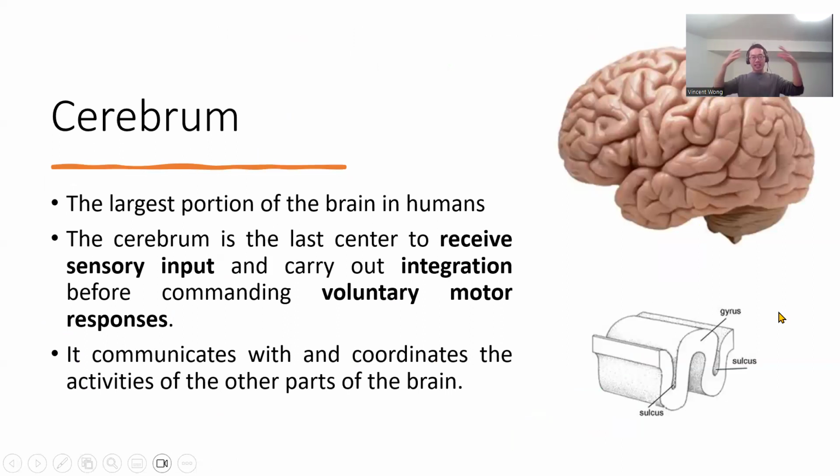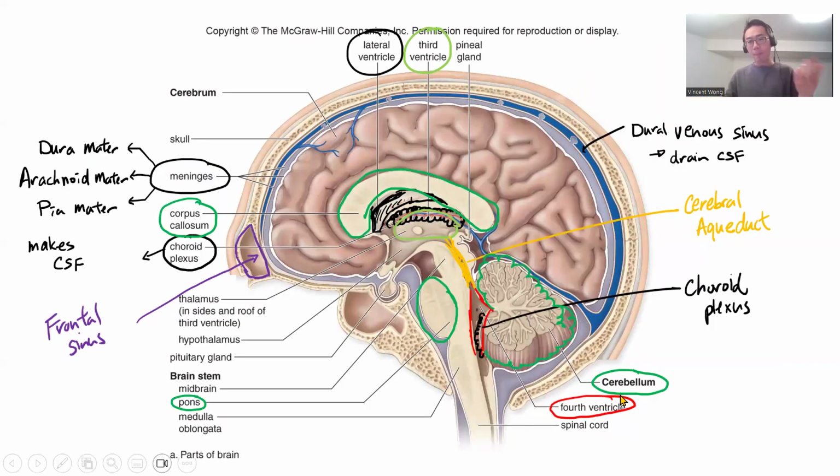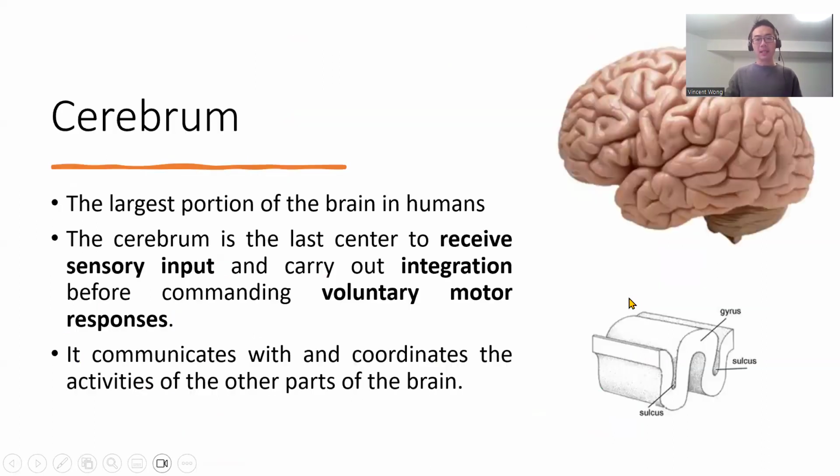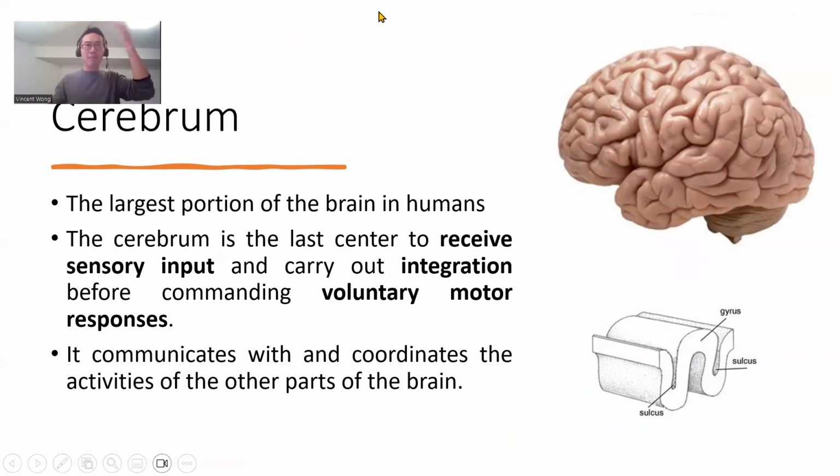Okay, so the cerebrum. Cerebrum, not to be confused with the cerebellum. Cerebellum is at the back. The cerebrum is the largest portion of the brain. If I asked you to visualize a brain, that image that you probably have about a brain, that is the cerebrum. So this whole thing here, that is one healthy looking brain. Right there, that is the cerebrum.